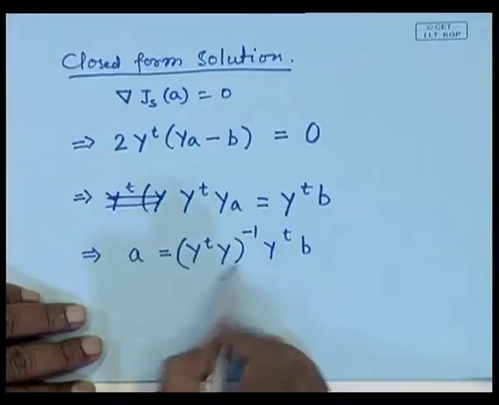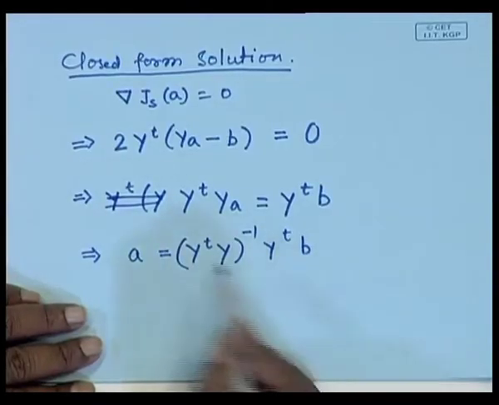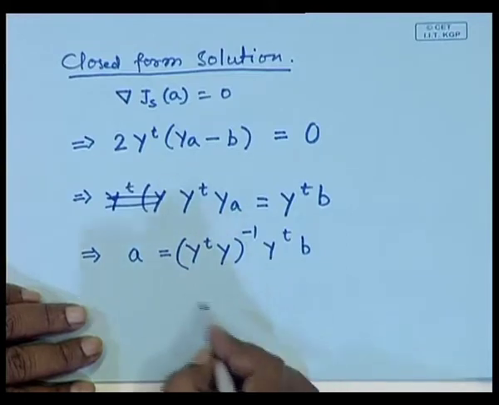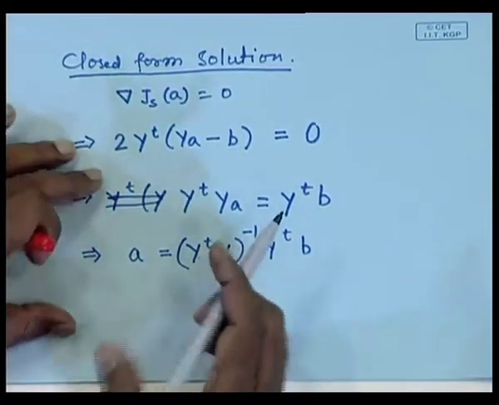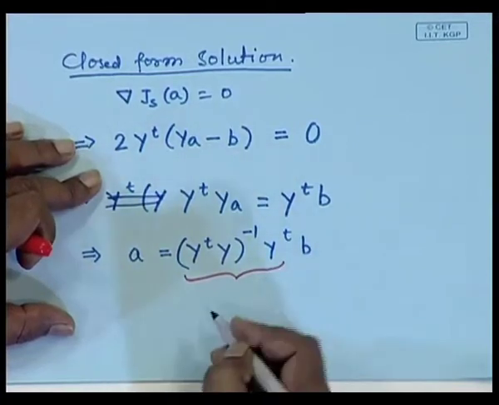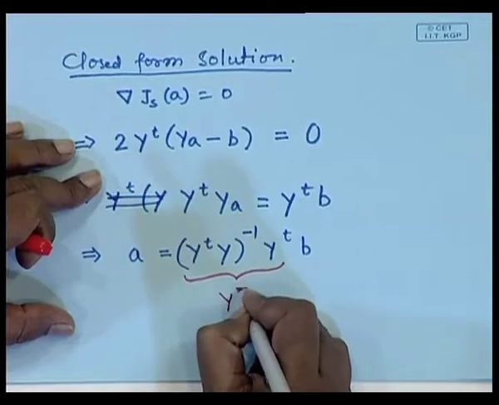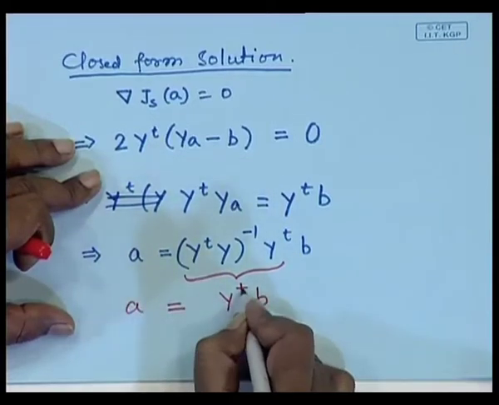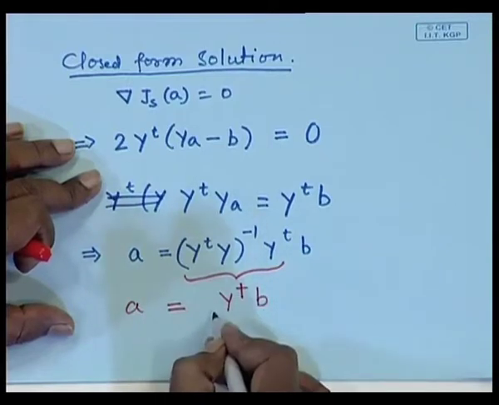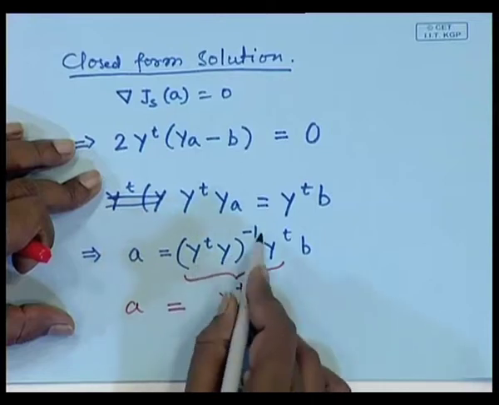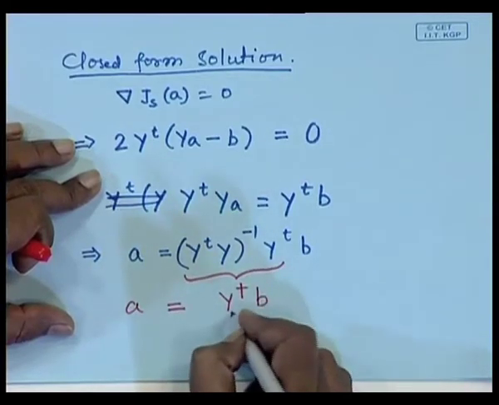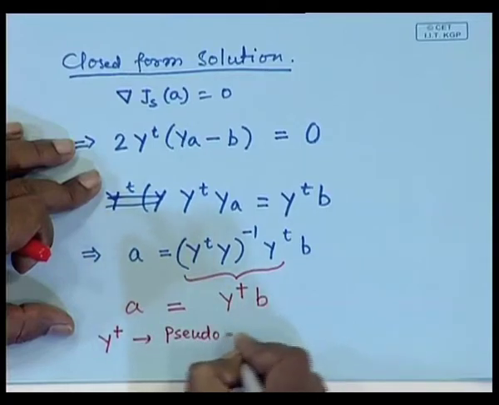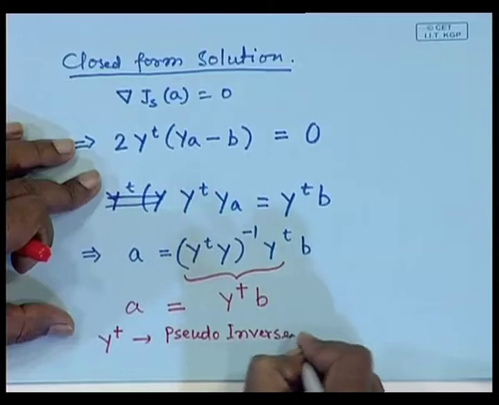Okay. And quite often this matrix is non-singular. So, this being a square matrix, and if it is non-singular, I can find out (y transpose y) inverse, and this term (y transpose y) inverse into y transpose is what is known as the pseudo inverse. So, I get A is equal to y plus b, where y plus is the pseudo inverse of y, and pseudo inverse is defined as (y transpose y) inverse into y transpose.